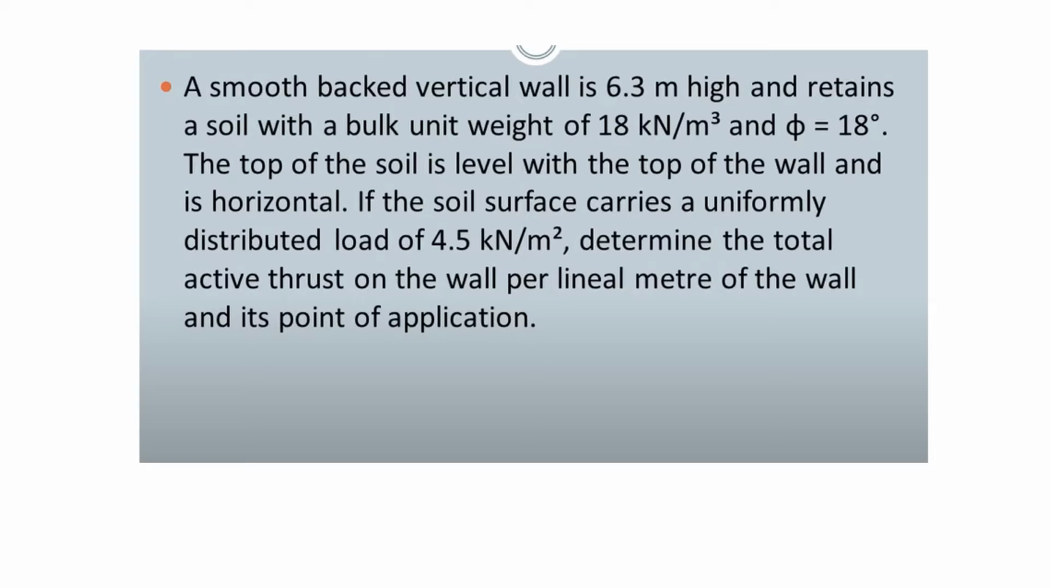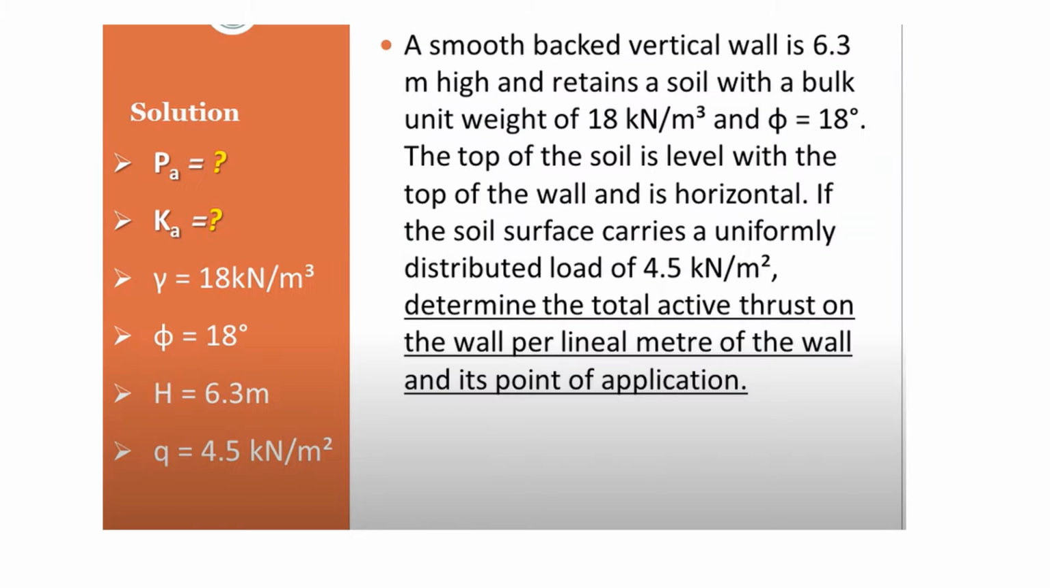So this is the case in order to find the active earth pressure when the soil backfill is carrying a surcharge, which has a value of 4.5 kilonewton per meter square. So you have to find the total active force acting on the retaining wall, including the force due to the earth fill as well as the surcharge.